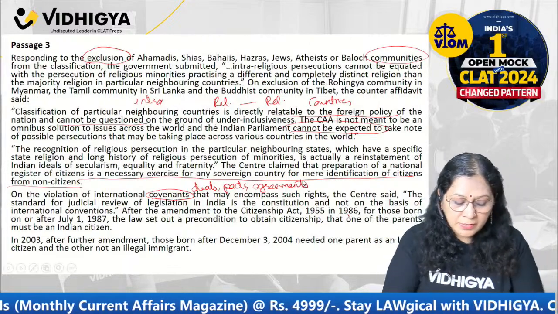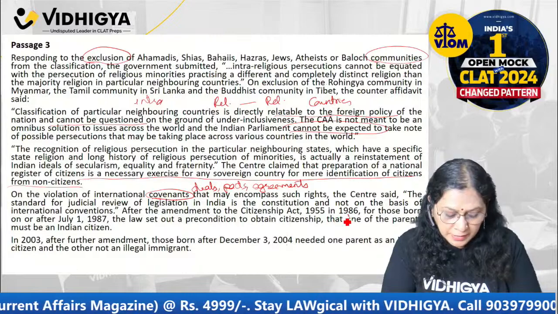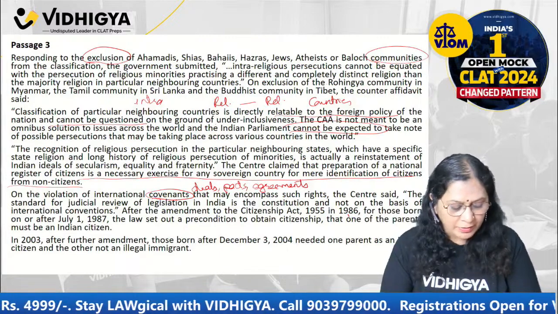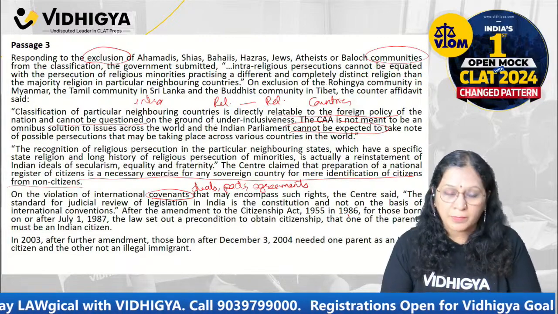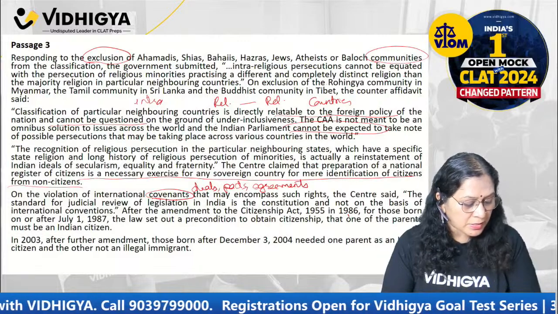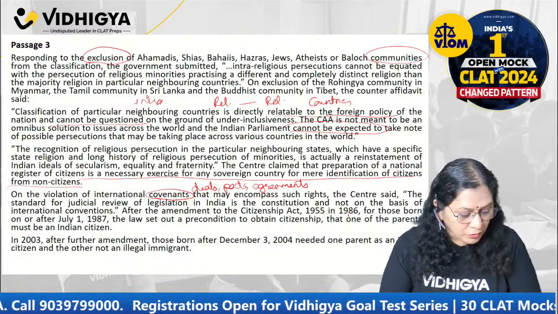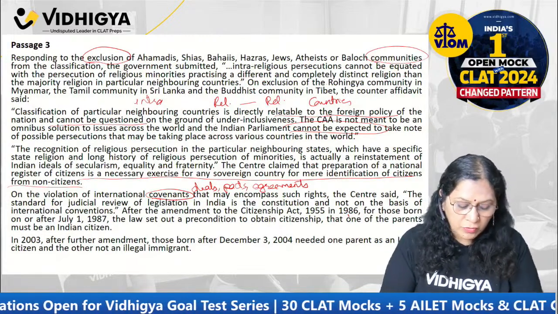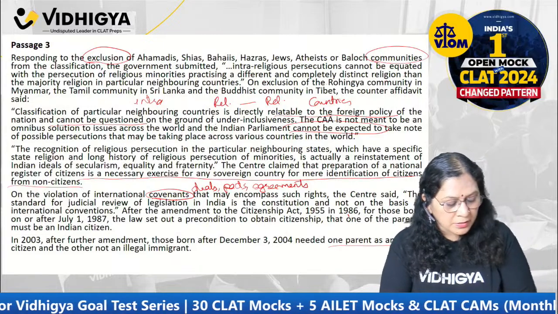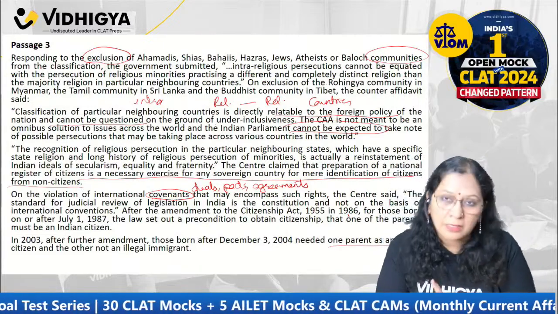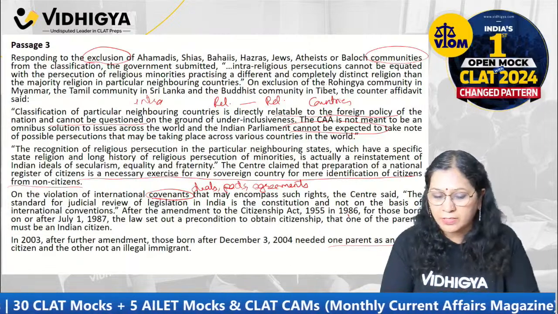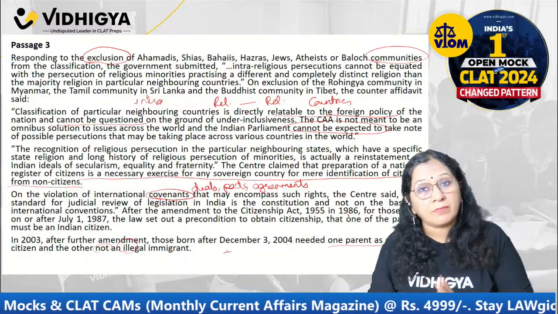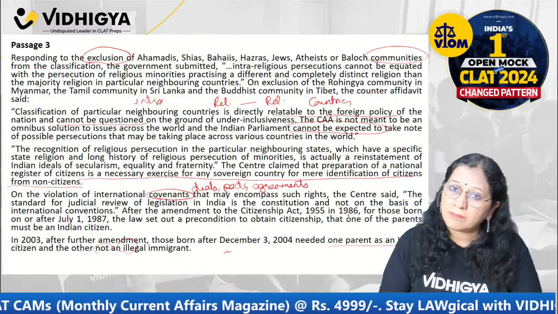After the amendment of the Citizenship Act 1955 in 1986, for those born on or after July 1, 1987, the law set out a precondition to obtain citizenship, that one of the parents must be an Indian citizen. In 2003, after further amendment, those born after December 3, 2004 needed one parent as an Indian citizen and the other not an illegal immigrant, मतलब legal immigrant होना चाहिए. ठीक है, two negatives taken together become positive. This we have done many times in critical reasoning also. Maths का तो होता ही है ये.